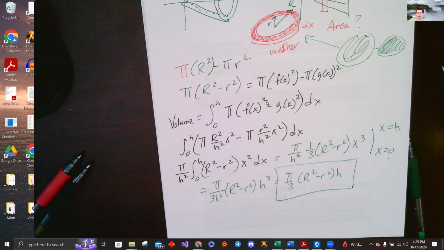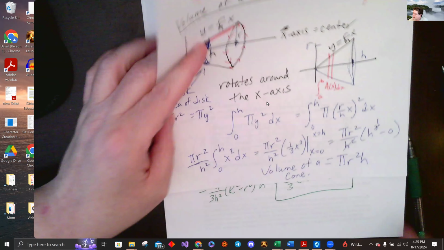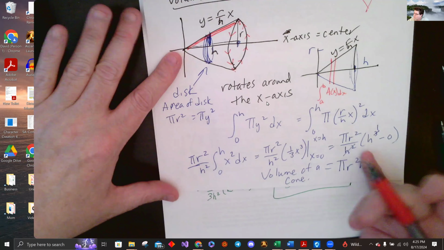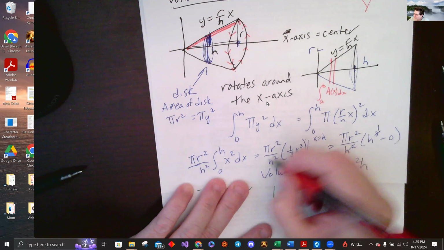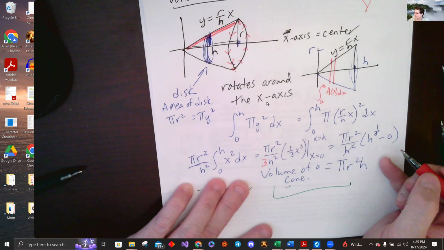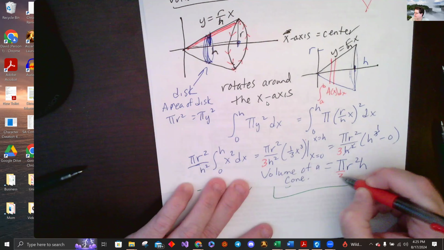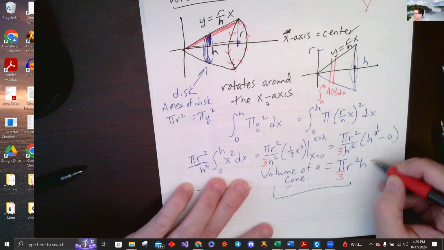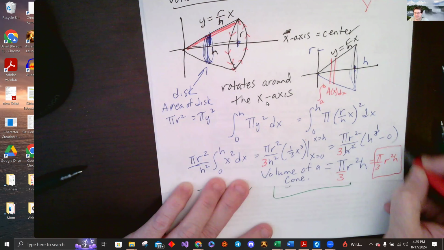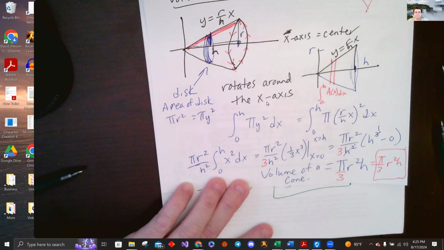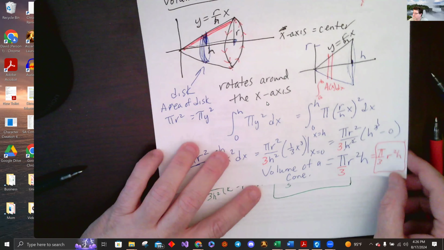Okay. Before I finish this video, I'm going to bring back a page we had before. When I integrated this, I screwed up. I raised this to a 3, but I didn't divide by a 3. I should have a 3 out there, which puts a 3 here, which makes this a 3. So pi over 3 r squared h. That's the volume of a cone. Okay.